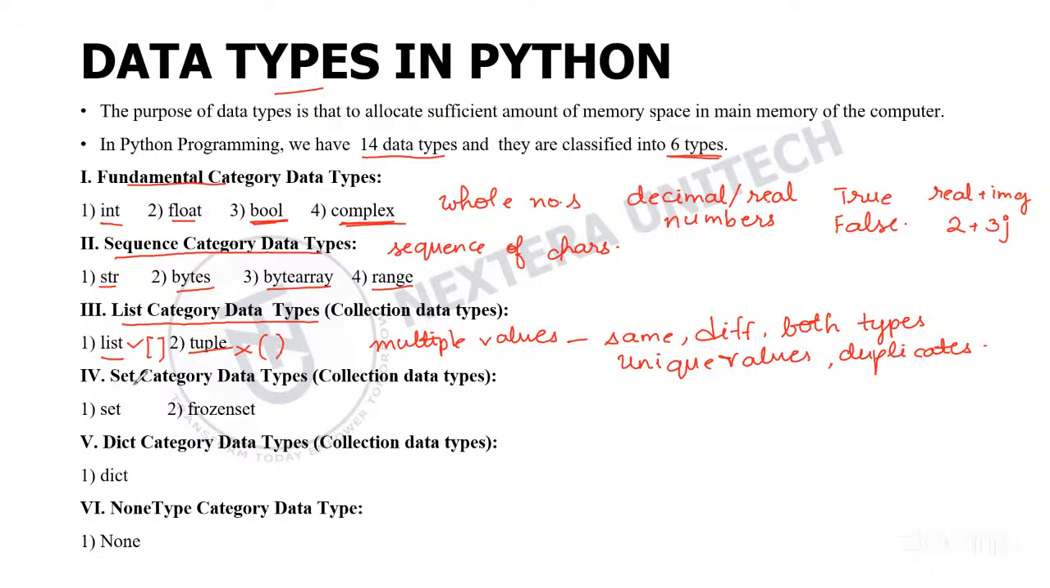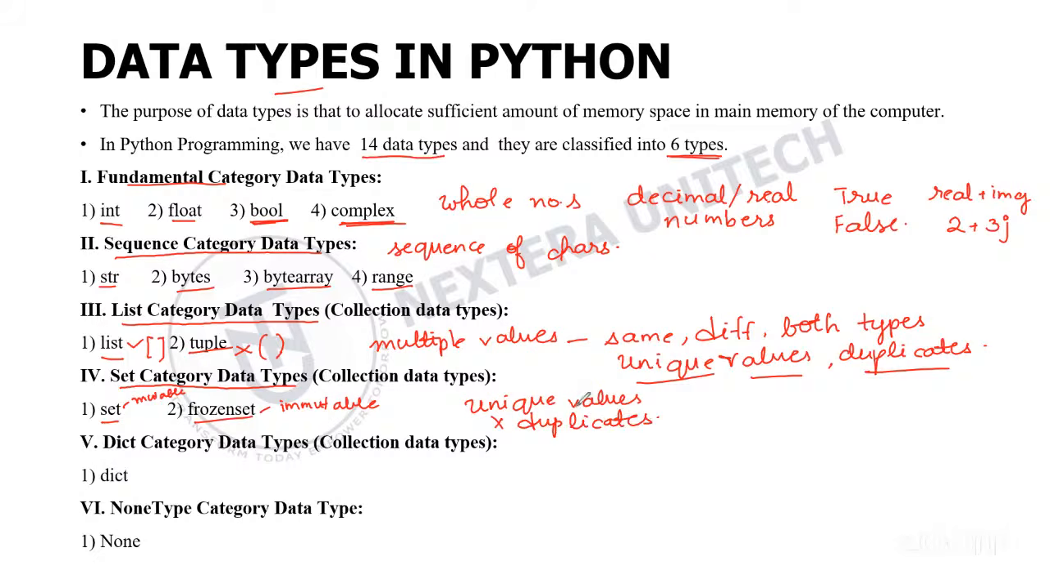And then we have learned about set category data types. In set category data type, we have set and frozen set. So here set is a mutable type and frozen set is the immutable type. So what's the difference between list category data types and set category data types is these list category data types allow both unique values and duplicates, right? But set category data type only allows unique values. It won't allow duplicates.